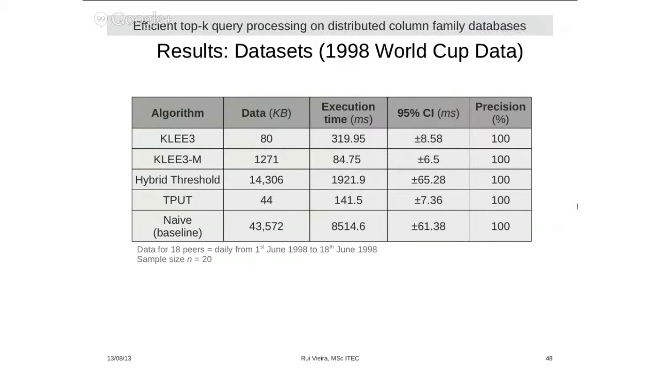So these are just some example results. This is doing a top K for all the days between the 1st of June and the 18th of June, trying to find the top 10 visitors for the World Cup data servers. And we can see the huge variations in terms of data compared to naive, which is the baseline, and the huge variations in terms of execution time. And as it is a highly skewed distribution, we can see that the accuracy is actually 100% for KLEE, which is by definition an approximate algorithm.